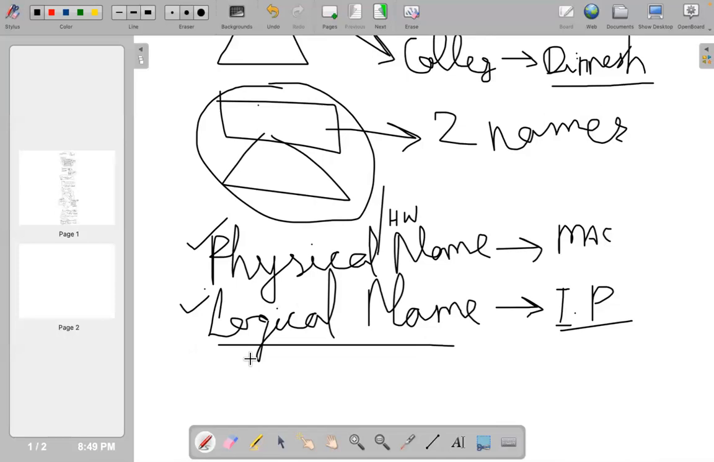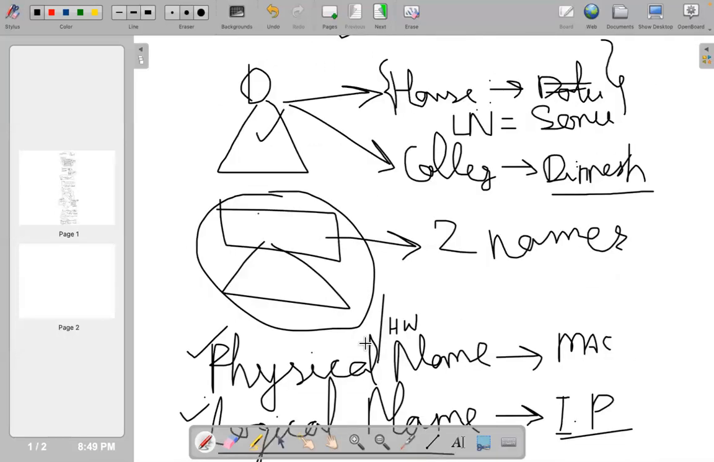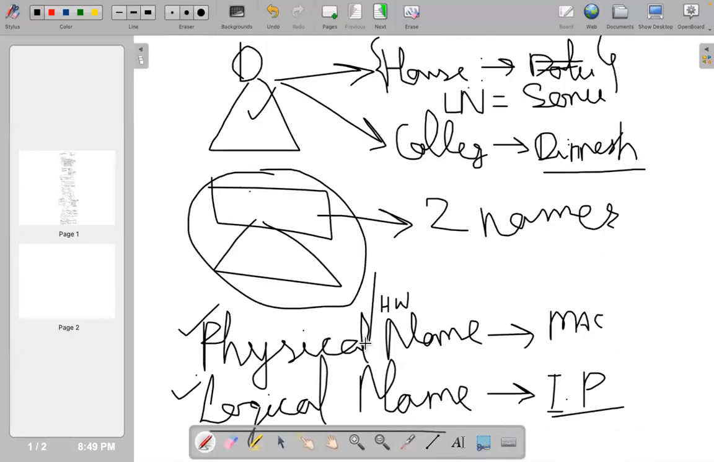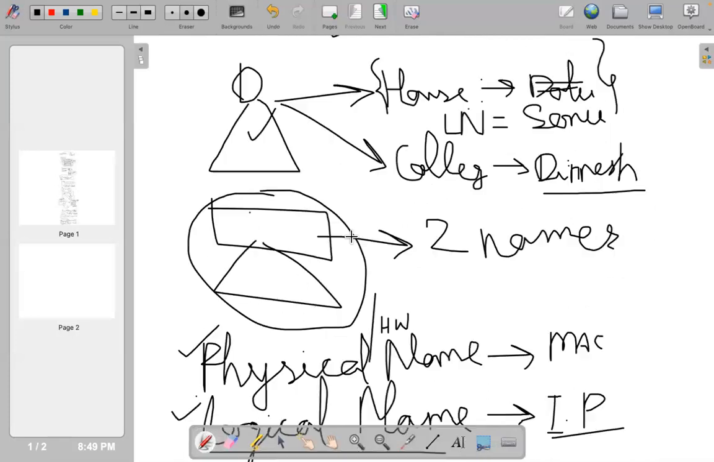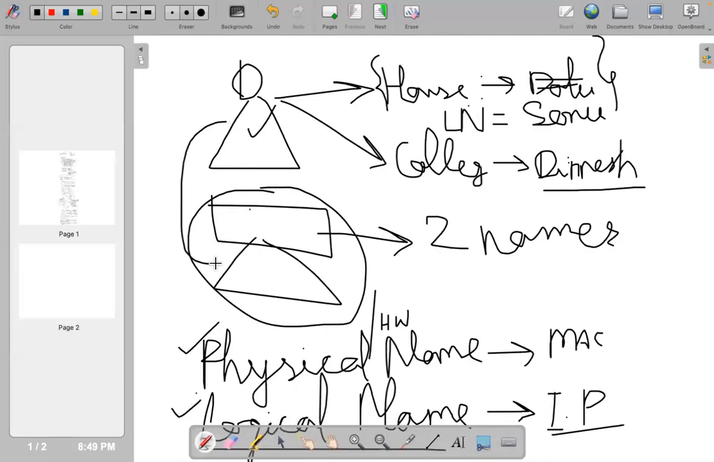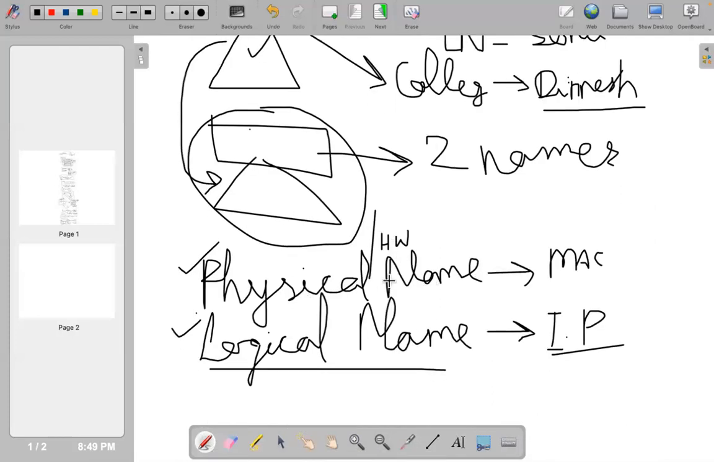Yes. Got it. So that's what I just wanted to make you understand, that every person has two names. In a similar way, remember that every system has two names. One name is called the physical name, or sometimes the hardware name. That is nothing but the MAC address. So you can call all these the same.